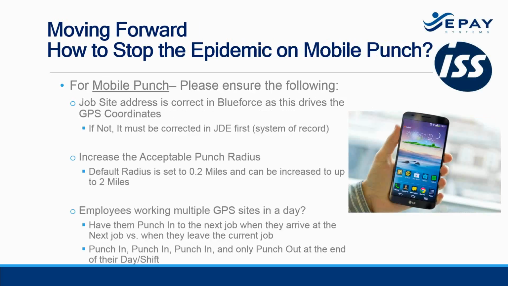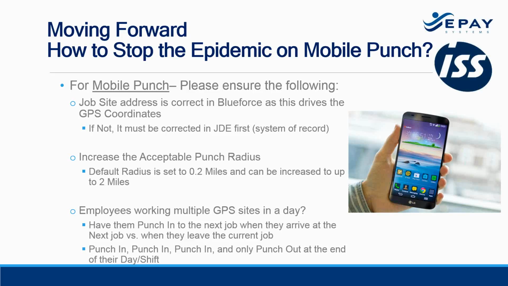Next, we have Mobile Punch, once again, for the mobile app that's on the phone. But we have to make sure when you're using Mobile Punch, you ensure that the job site address is correct in Blueforce, as this drives the GPS coordinates. If it's not correct in Blueforce, then it has to be corrected in JD Edwards first.